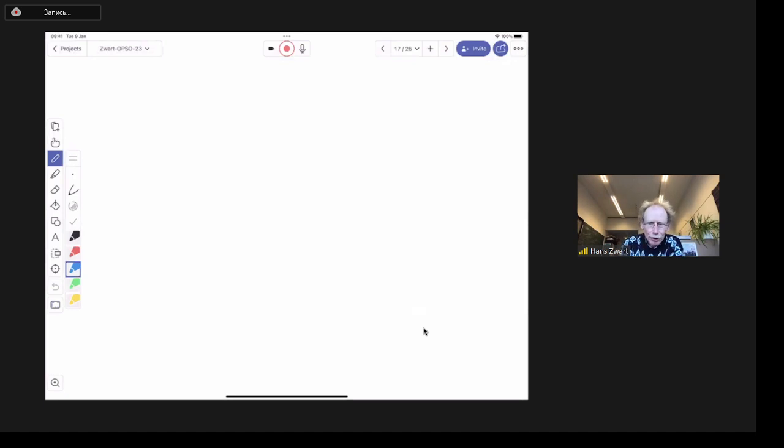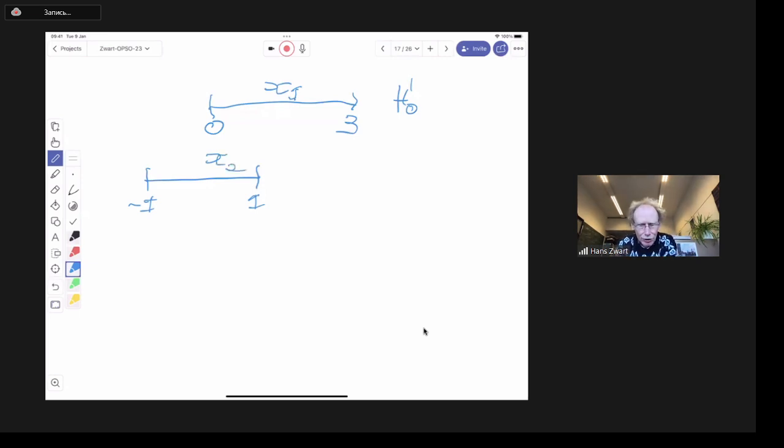Now I first make a drawing. What do I do? So I have here my space, the interval 0, 3. And this is where x1 comes from, say, on H1 0. Then I have here my interval -1, 1. And here is where x2 comes from. And this is just in L2.